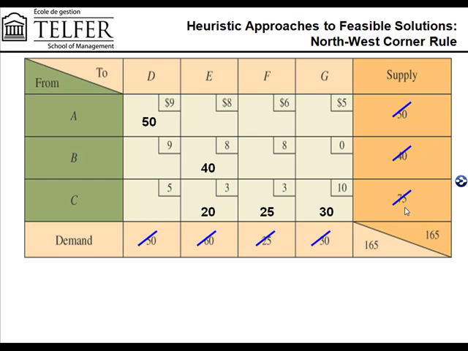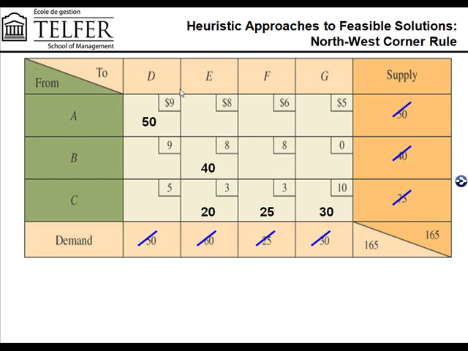This was, again, a case where supply was equal to demand, so this was a balanced problem, so you would have had to exhaust all of your supply from various points in order to meet the requirements at the various demand points. So that's your solution then. What we are seeing then is that A is going to supply 50 units to D, B is going to supply 40 units to E, C is going to supply 20 units to E, 25 to F, and 30 to G.